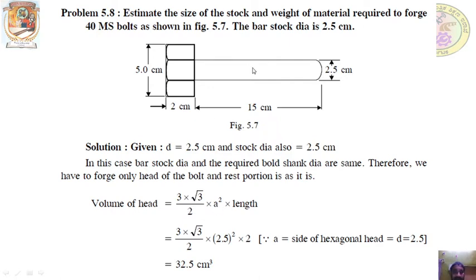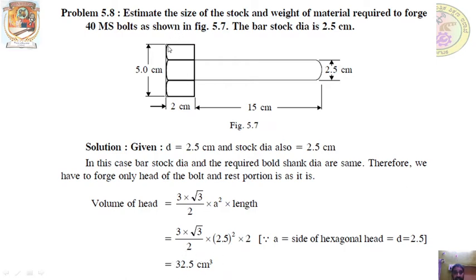The side is given as equal to the diameter of the shank. So 2.5 square, into the length of the head, which is 2 centimeter. So 3 into root 3 divided by 2 into a square, where a is the side length of the hexagonal head, each side length. If it is not given, the side length is equivalent to the diameter of the shank. So 2.5 square into the length of the head, 2 centimeter, which is given. The total volume of the head is 32.5 centimeter cube.